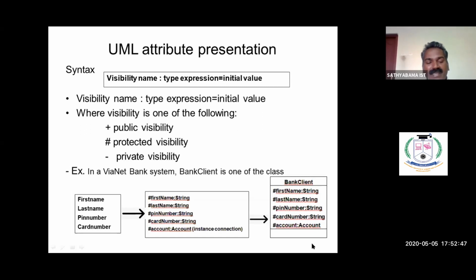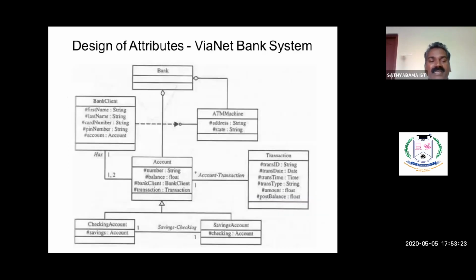Then it goes to the next stage. If you are defining the attribute, we have to set the visibility of each and every attribute. All attributes are set as protected visibility, and one more attribute is added because this account is one of the instances which is going to communicate with the transaction. The third level is the same, which will be transformed into a design stage. The class name, the data member names, all data members are present, and their relevant data types are defined. So this is the complete representation of the ViaNet bank system.